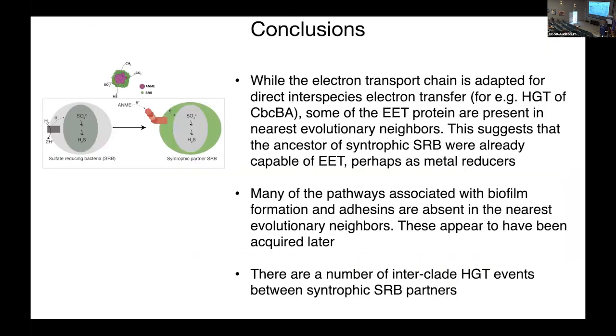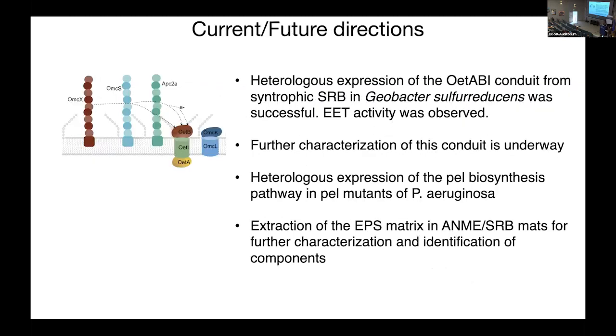So we're looking forward to following up on all of that. But the major conclusion is that for a lot of this, the EET pathways were already present, and they needed to gain the biofilm formation as well as interspecies communication, which gives us some idea for how these free-living SRB must have evolved to a syntrophic partnership, possibly metal-reducing organisms finding their favorite archaea and forming a multicellular aggregate.